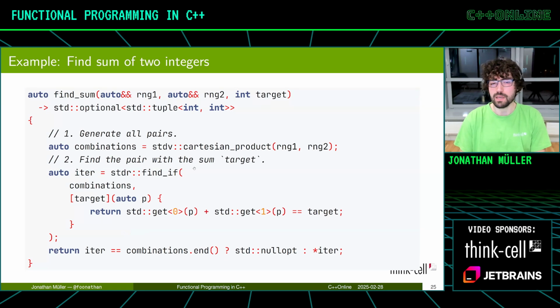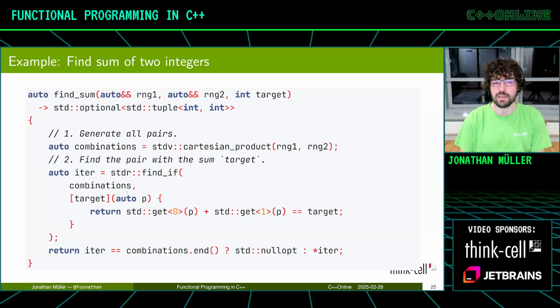So every time you have two nested loops or more, you can use Cartesian product. And then we want to find the pair using the sum target. And for that, we use find_if. This is an algorithm, so this is the one that's actually doing any work. The first line doesn't do anything. It doesn't allocate anything. It doesn't generate a vector of pairs or anything. It simply describes how to iterate. And then the find_if algorithm will iterate over it.